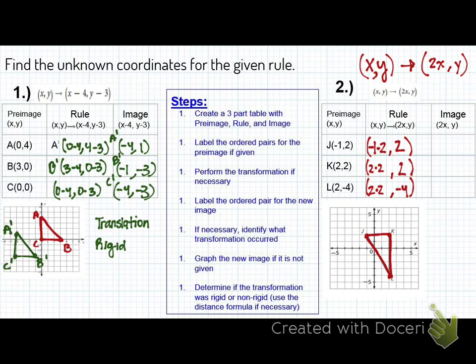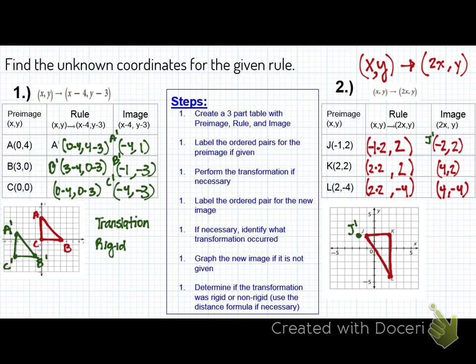Okay, now we're going to work this out. What's -1 times 2? -2, and then we're going to keep the Y the same as 2. So that's my first one. So I'm going to go to -2, 2 on my graph, and plot a point. And this is my J prime. Okay, J prime. Okay. Then we got K is 2 times 2 is 4. So, and then we're going to keep 2. And then my L is 2 times 2 is 4, and we're going to keep -4.